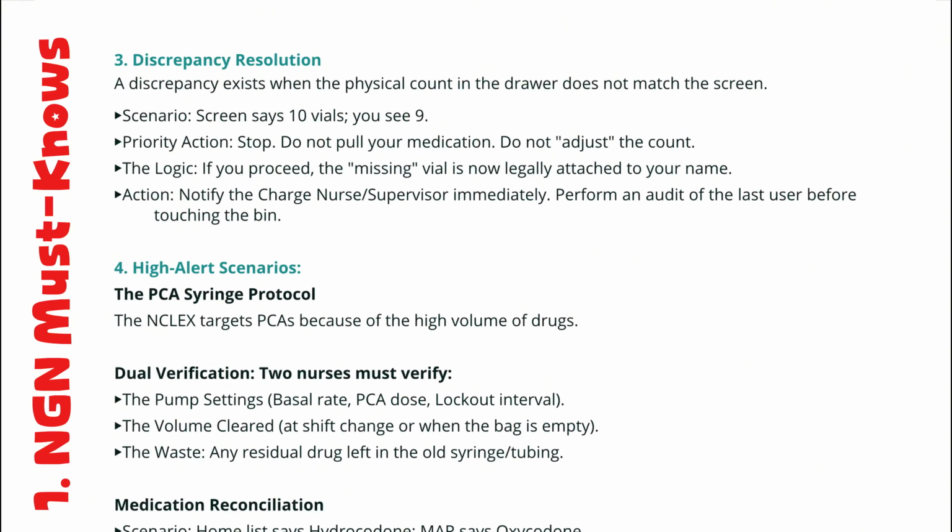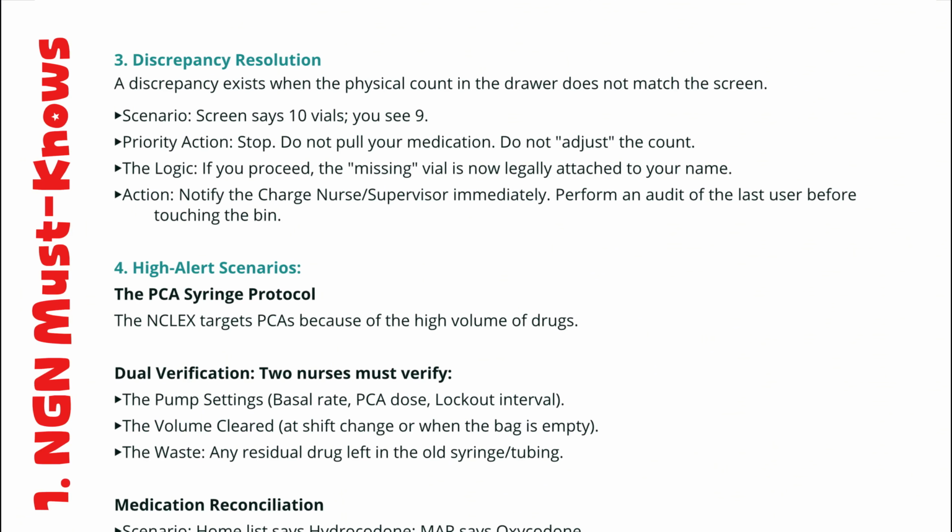A discrepancy exists the moment the physical count doesn't match the screen. The priority action is to stop. Don't pull your own medication. Don't try to adjust the count yourself. Notify the charge nurse or supervisor immediately, and let them audit the last user before anyone touches the bin.